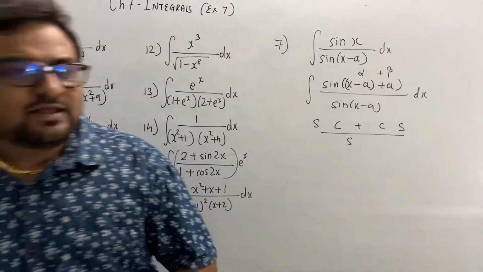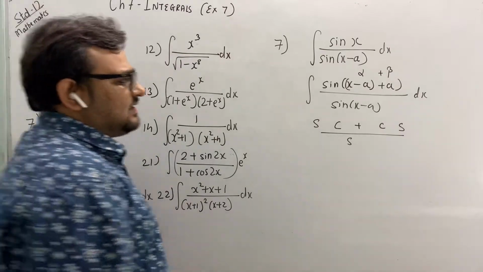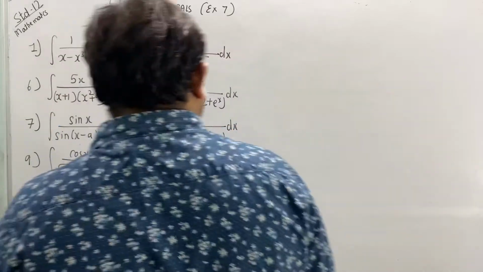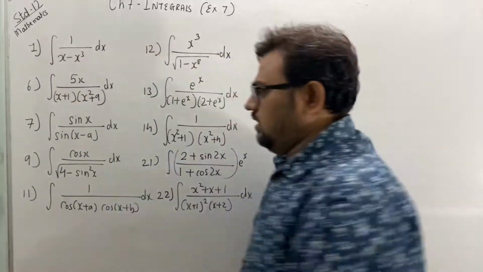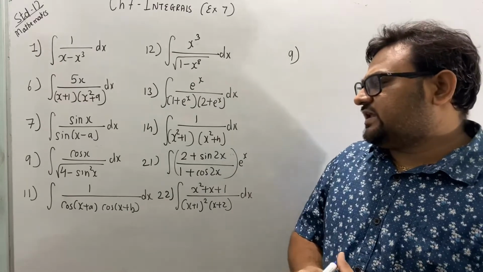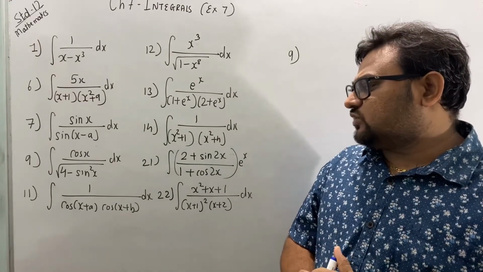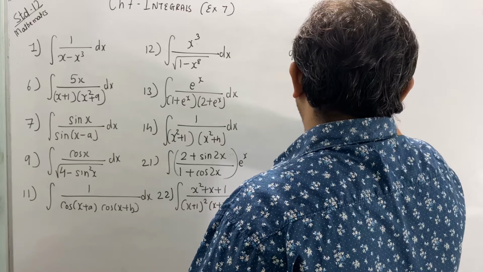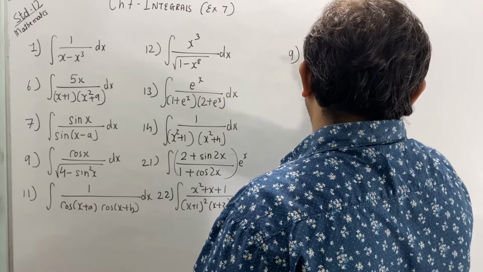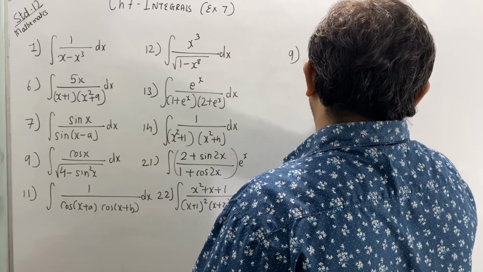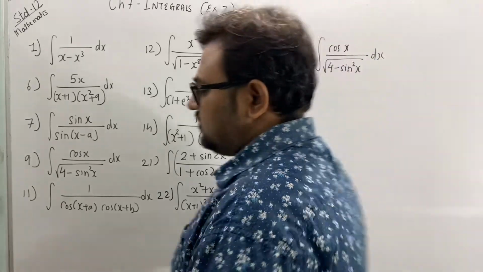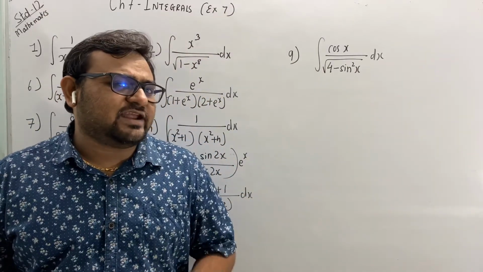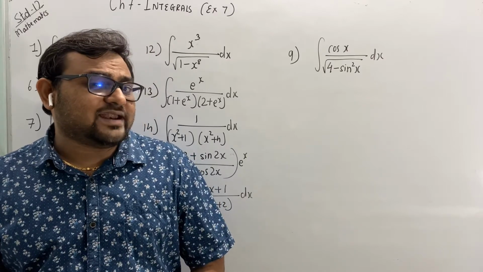Now let's move to the next one, that is question number 9. Now see, what is question number 9? Integration of cos x upon square root of 4 minus sine square x. Okay, so just recall which method we can use. See here, you can see in the denominator the root of 4 minus sine square x.